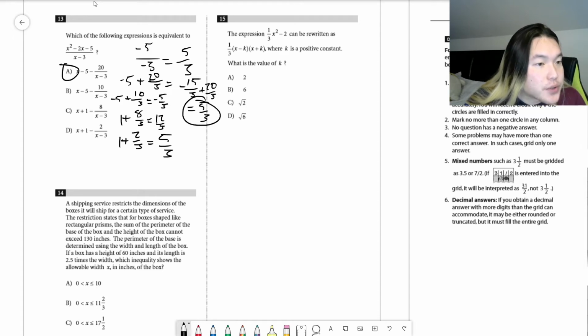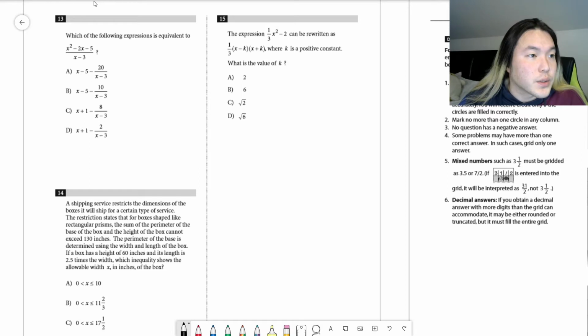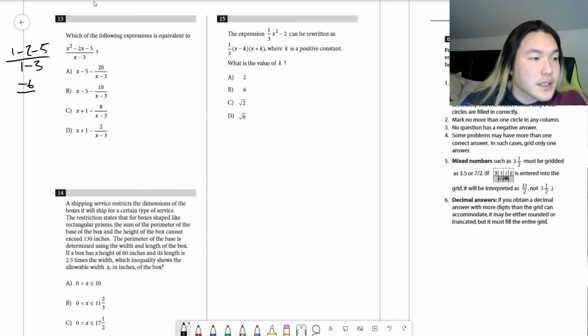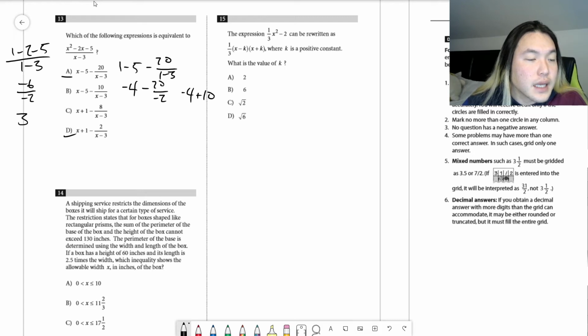Let's go ahead and also try plugging in 1. If we plug in 1 at the top, we would get 1 minus 2 minus 5 divided by 1 minus 3. That is -6 over -2, or +3. So we need to check. We're down to A or D. If we plug in 1, which one of these gives us 3? So here we have 1 minus 5 minus 20 over 1 minus 3. That's -4 minus 20 over -2. -4 plus 10, which is equal to 6. So D is probably the correct answer.